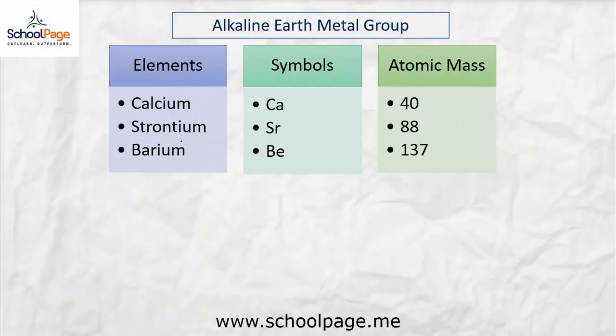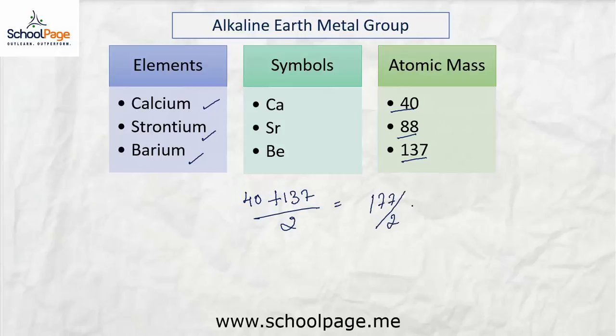Alkaline earth metal group. Here we have calcium, strontium and barium in the group. Now observe here, the atomic mass of calcium is 40 and that of strontium is 88 and barium is 137. So it is 40 of calcium plus 137 of barium divided by 2. So it will be 177 divided by 2. That in turn will be 88.5. Observe the atomic mass of strontium. It is 88, which is very close to the average atomic mass of barium and calcium.